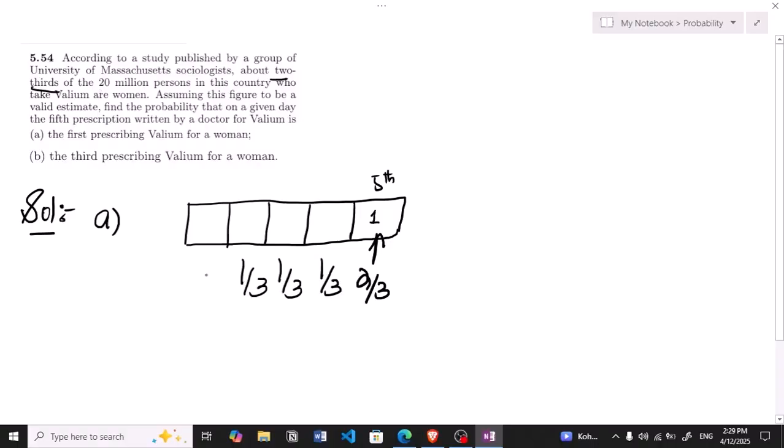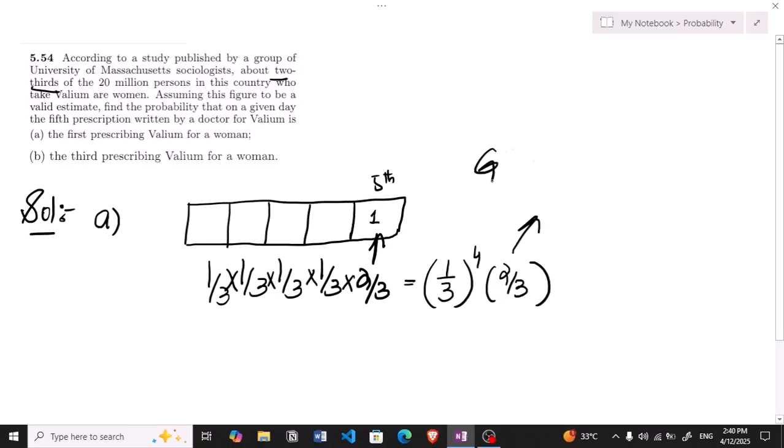In finding the total probability of these independent events, we have to multiply them together, and ultimately we will get 1/3 raised to the power 4, multiplying with 2/3. Okay, so this is basically the representation related to the geometric probability.